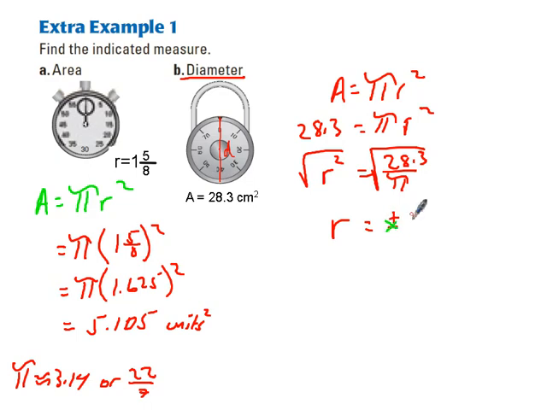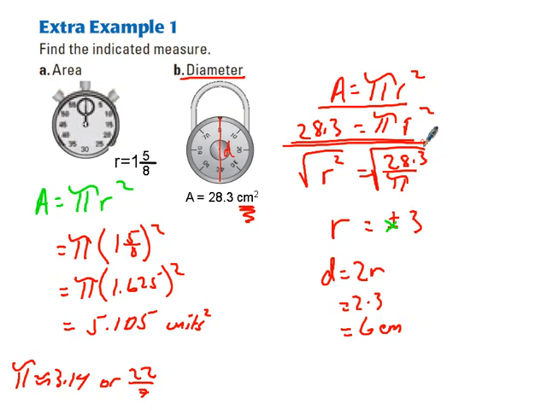That gives us the square root of 28.3 divided by pi. And I believe that comes out to approximately 3. So that's the radius, but the diameter is equal to twice the radius, so that gives us 2 times 3, which is 6. And do we have units for that? We sure do. Up here, it's area in centimeters squared, so this will be in centimeters. So write down the formula, substitute what you know into it, and then solve for what's missing.